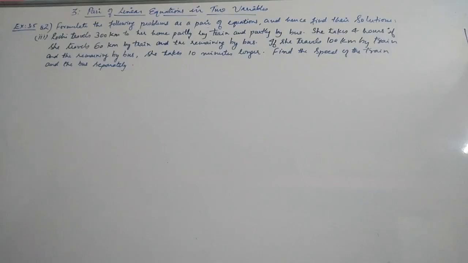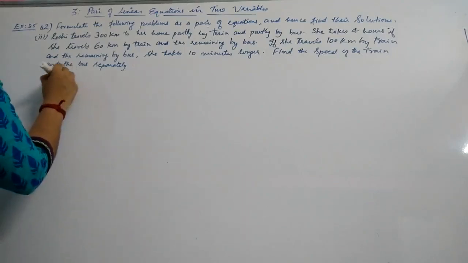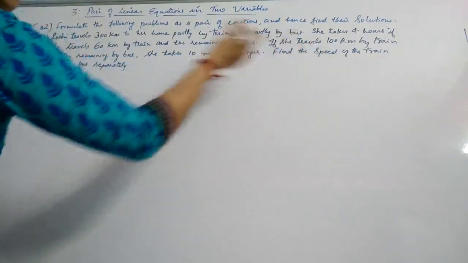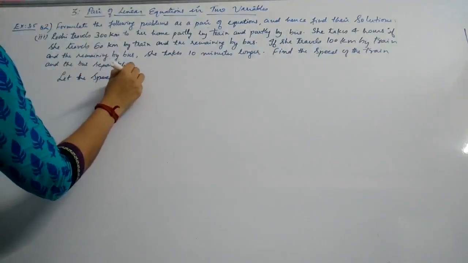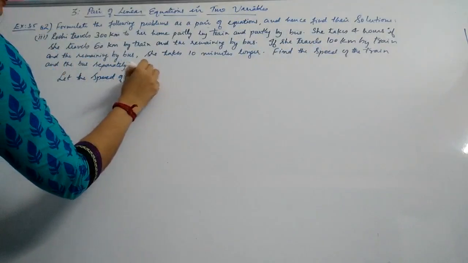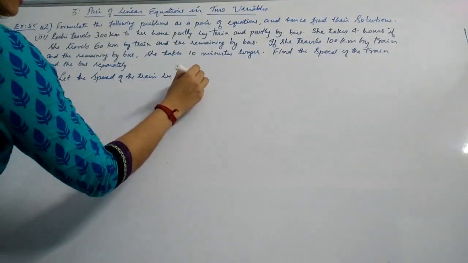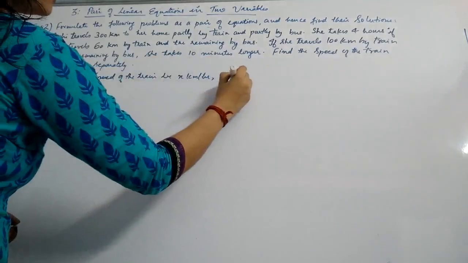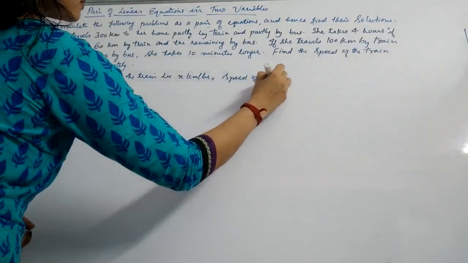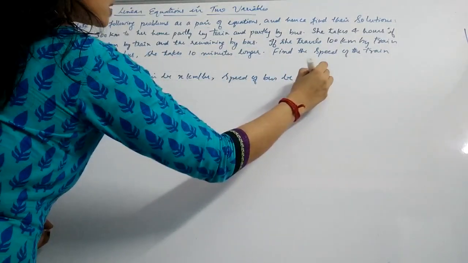Now for this, the first thing is you have to take the variables as whatever is asked. Let the speed of the train be x kilometer per hour and the speed of the bus be y kilometer per hour.